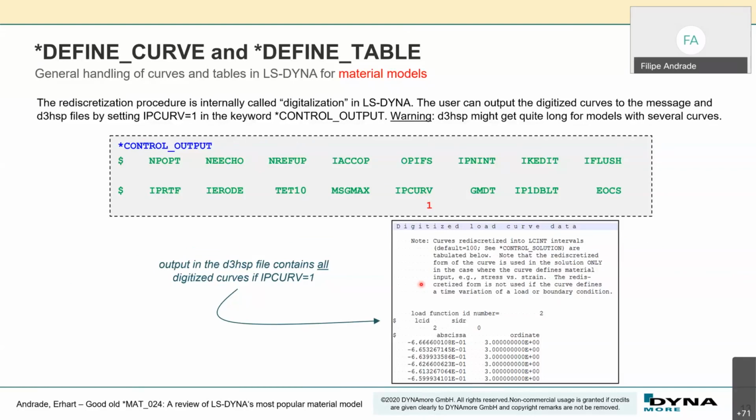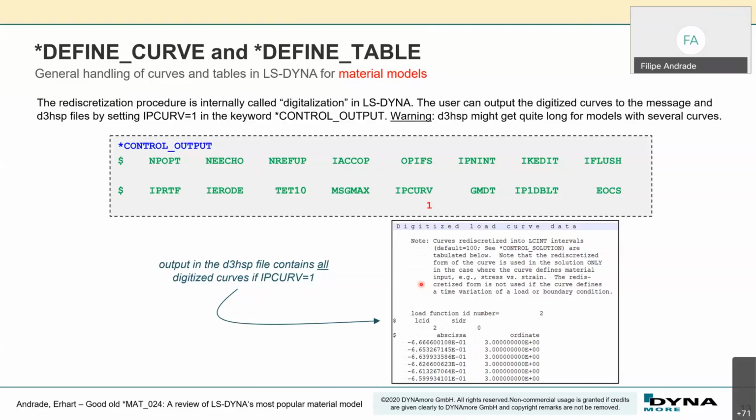I have to warn again that if you have quite a lot of material cards inside your model and you activate this flag, your D3HSP file can get quite long. So you have to see if it's a valuable solution for you or not. Big customers with big models normally don't use this option, otherwise they have a very, very large file. But you can activate this, especially when you are trying to debug something, to see if the curve which is being used by LS DYNA is reasonable enough.